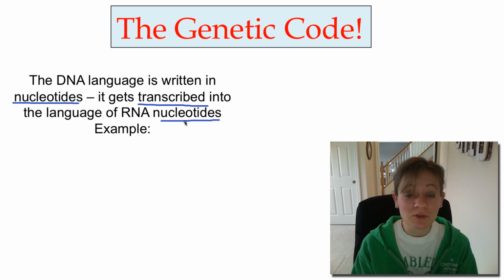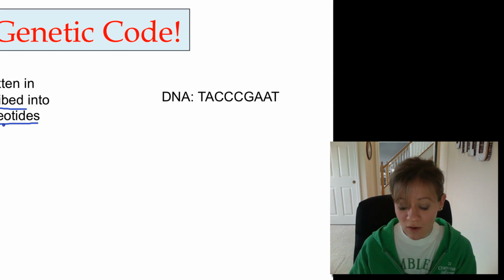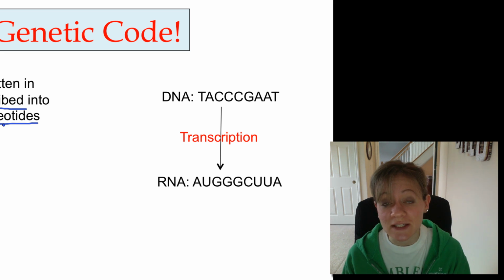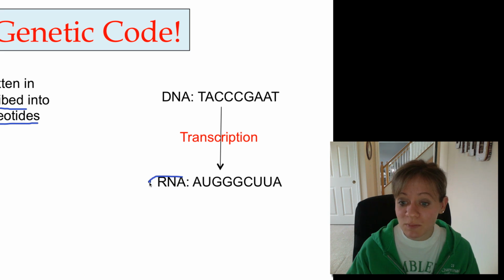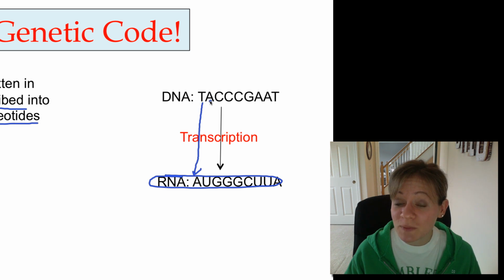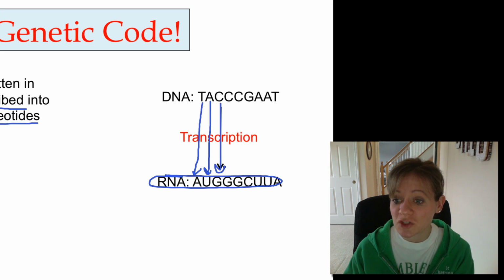So something that gets transcribed, you're just taking a language to a similar language. So for example, we're taking the DNA nucleotides of TAC, etc., and we're transcribing them into the RNA nucleotides of AUG, GGC, UUA. Now you might be wondering, how did I know that that was the RNA that I was supposed to make? Complementary base pairing. So remember, T always pairs with A, and A always pairs with T. But remember, earlier in the year we learned that RNA does not have T, RNA has U. So A is going to pair with U, C is going to pair with G, and so on.